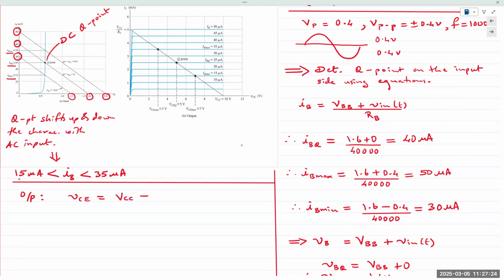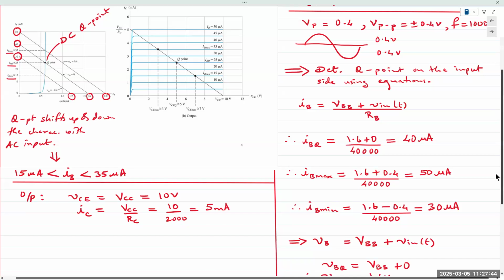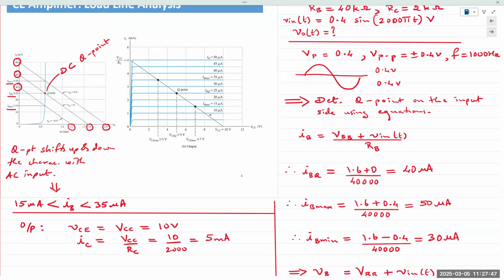So VCE would be equal to VCC, 10 volts. And the coordinate for IC would be VCC over RC. It would be 10 over 2000. This will be 5 milliamps. Okay, 5 milliamps. And those are the 2 points shown here. VCC is 10 volts. IC is 5 milliamps. You join those points and you get that load line.